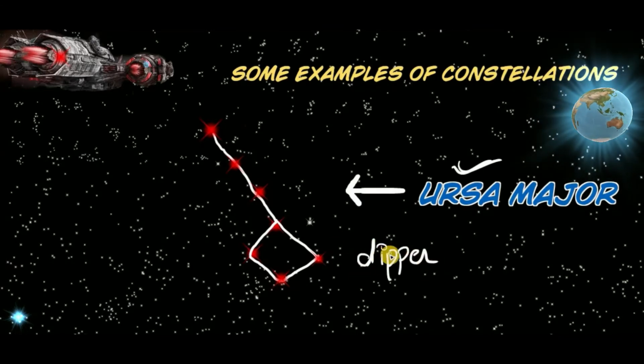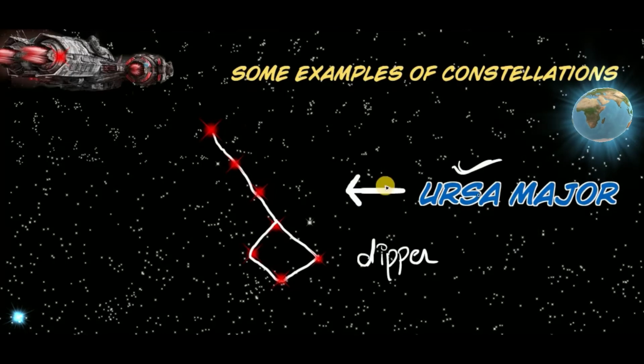So what is this dipper? This dipper was used in the ancient times for drinking water. It is a kind of utensil which was actually used for drinking water in the ancient times. This is what the constellation Ursa Major represents.